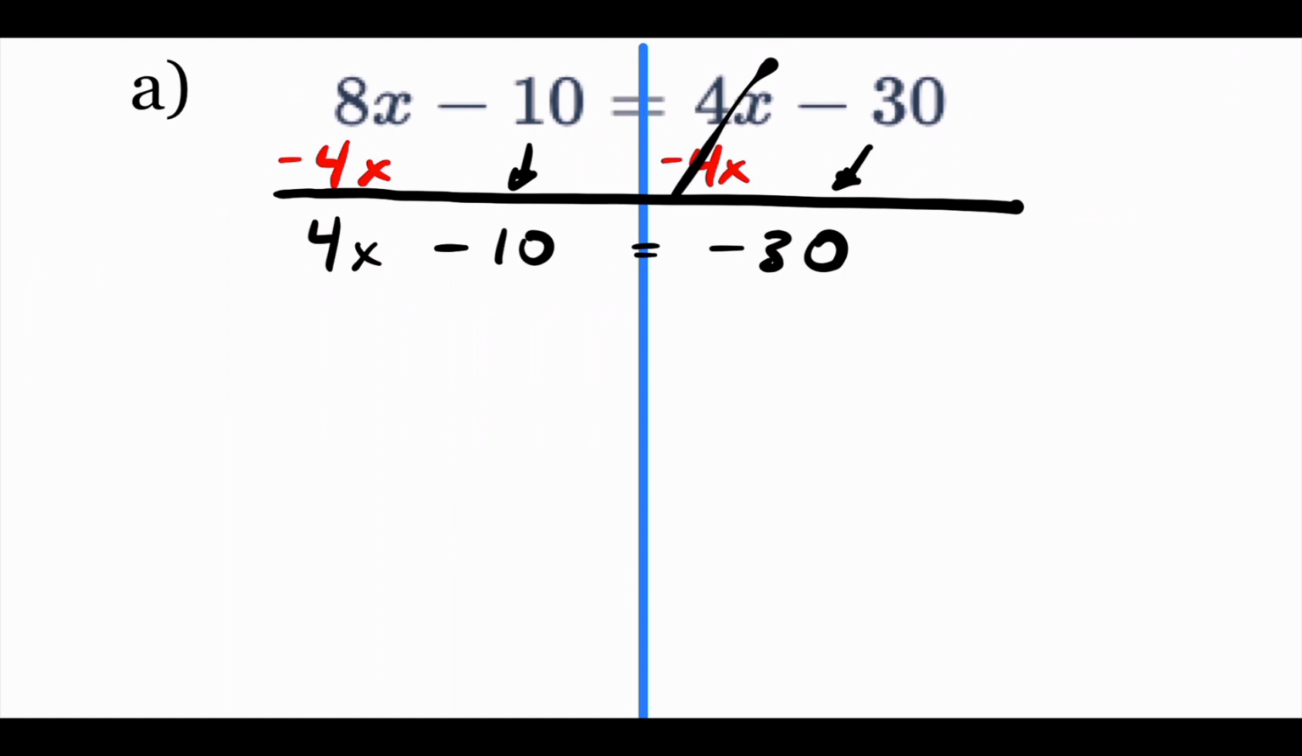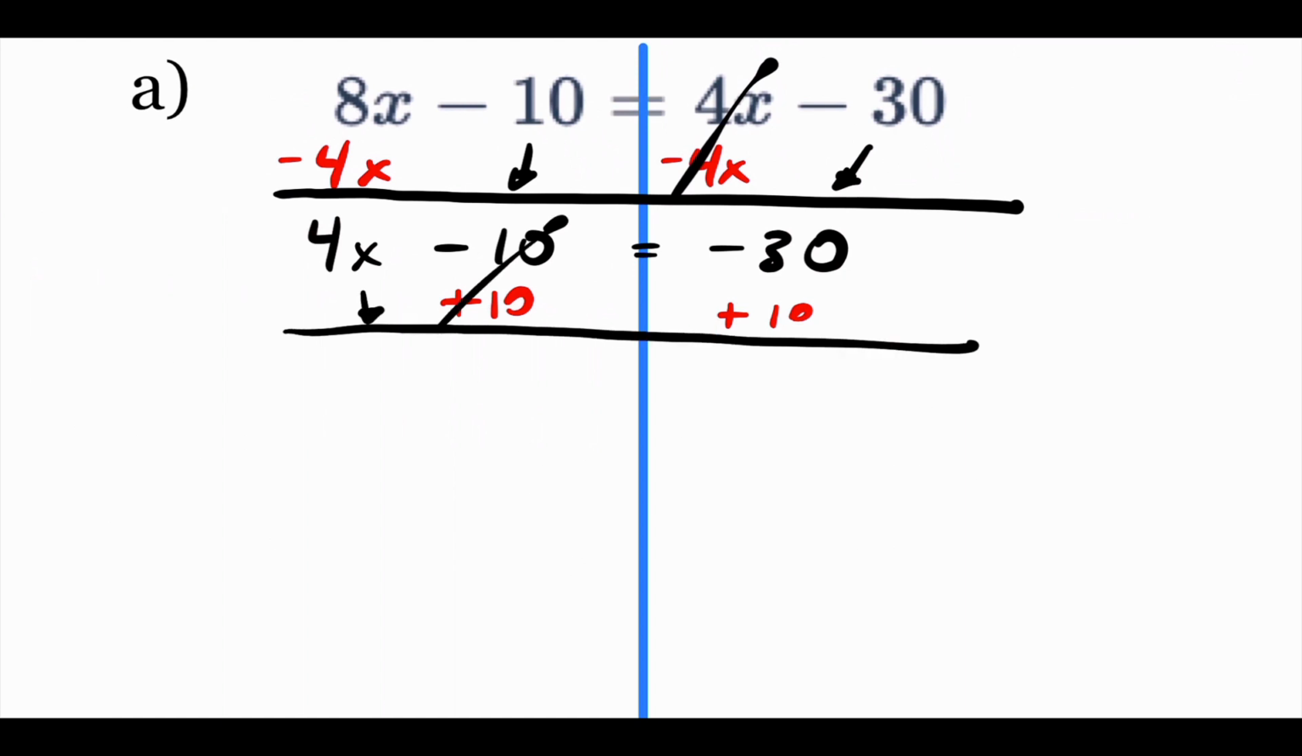Okay, so now I need to get X's on one side, isolate it. So now the negative 10, I got to get rid of the negative 10 or move it. To do that, I need to do the opposite. Add 10 to both sides. Negative 30 plus 10 is negative 20. So I got X's on one side, I got everything without an X on the other side.